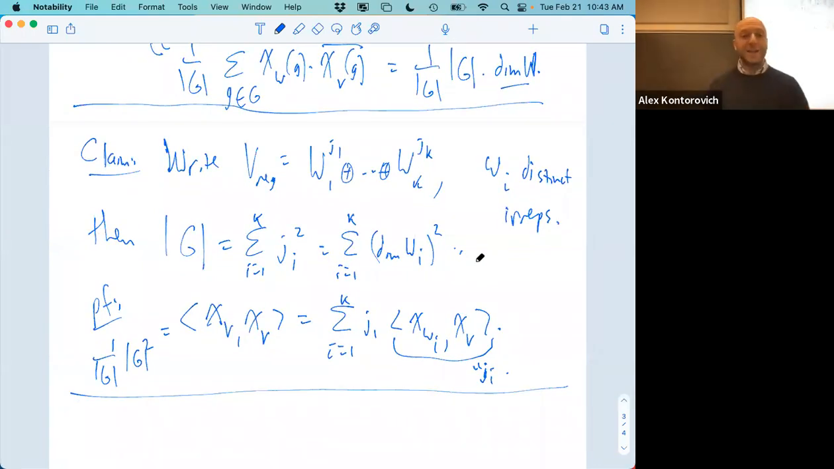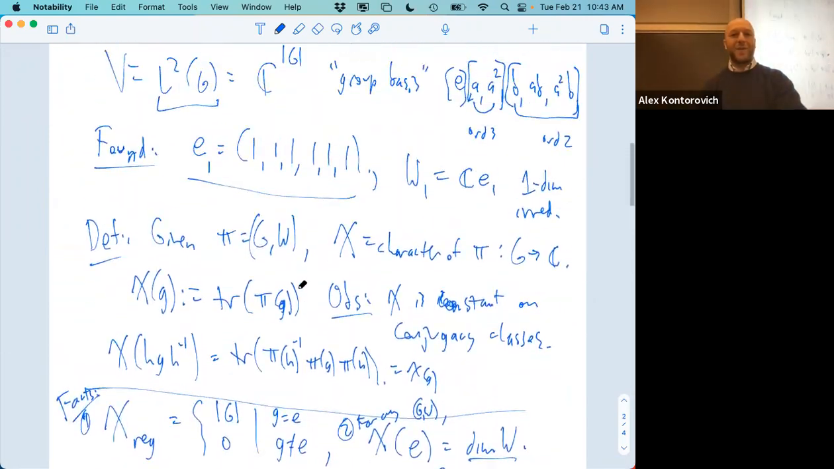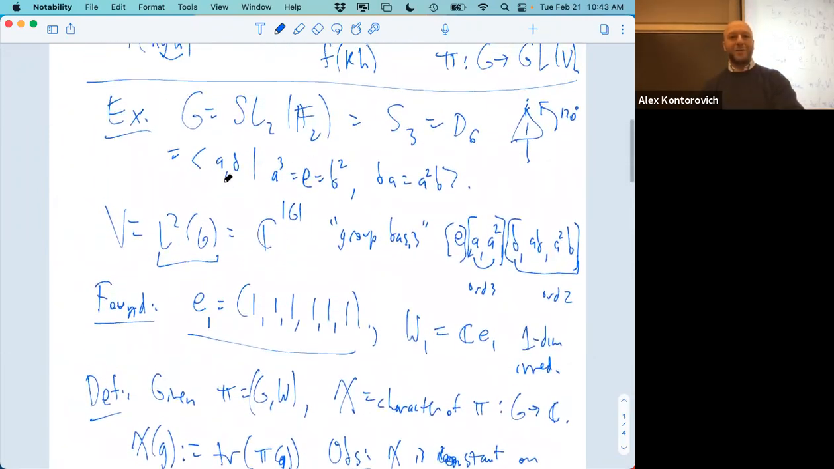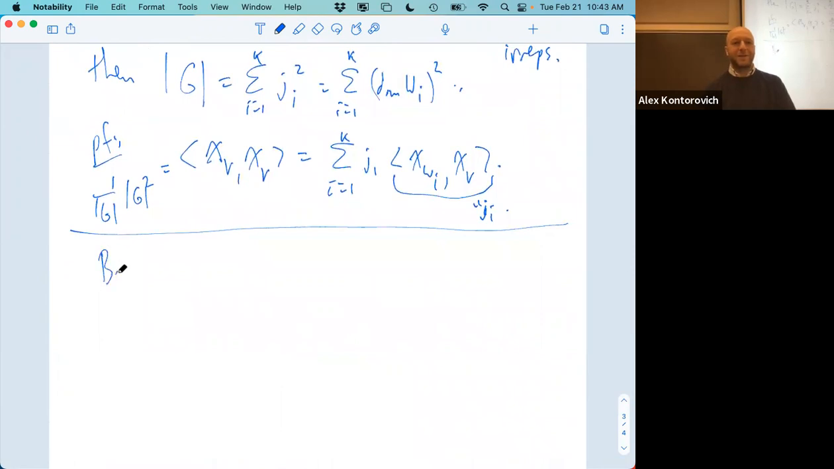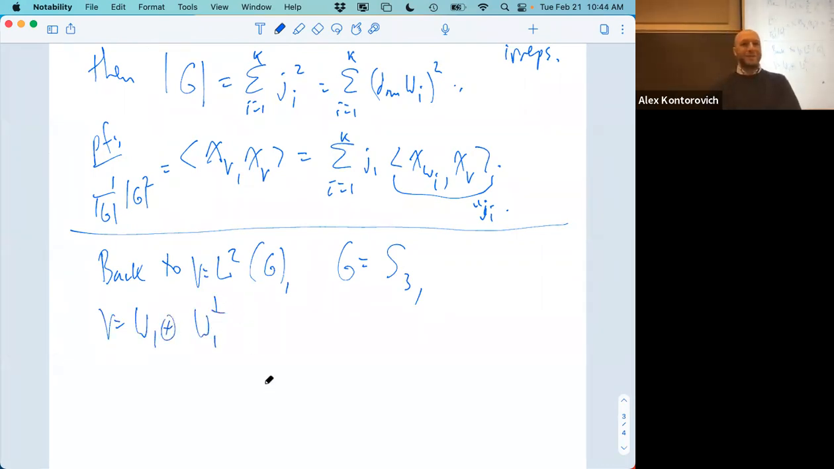Okay, so once we've done this, now let's go back to our favorite group, this S3. We found one irreducible subspace. So far, so back to L2 of G, where G is S3, we found this is V. V decomposes as W1, direct sum, well, the rest, W1 perp. And the size of G is 6. And so 6 is going to be a sum of some Ji squared.